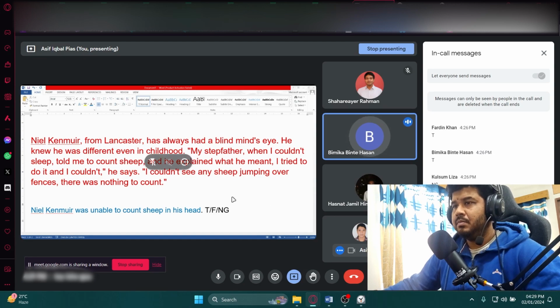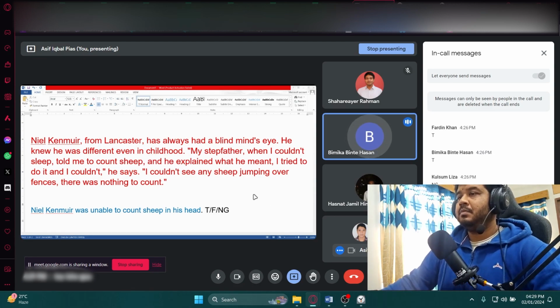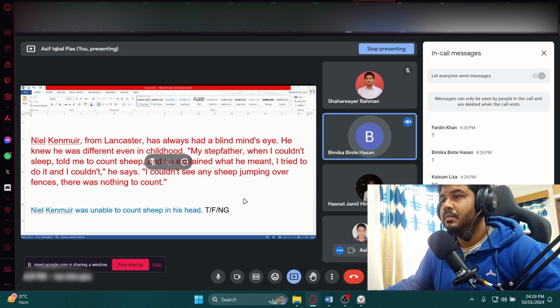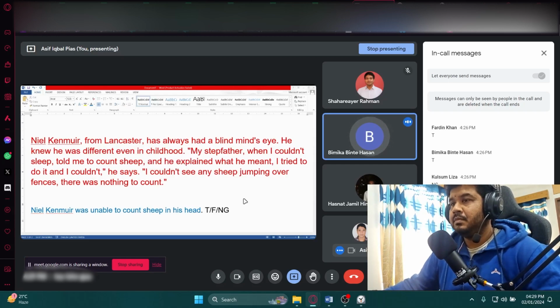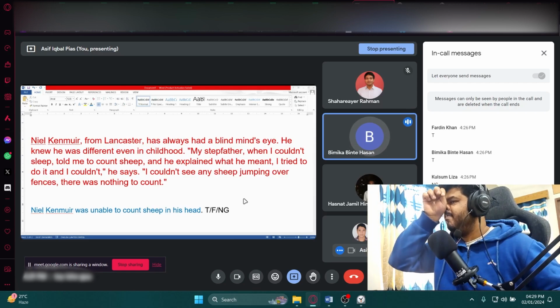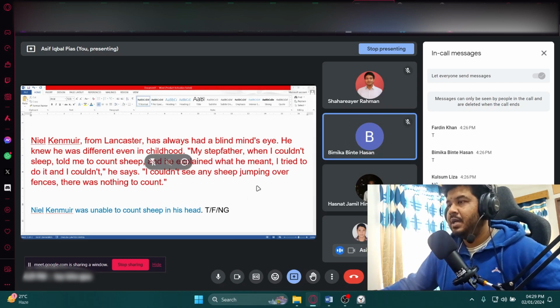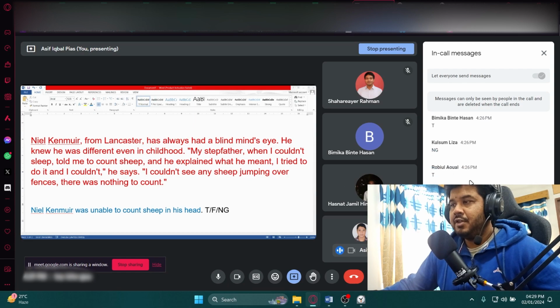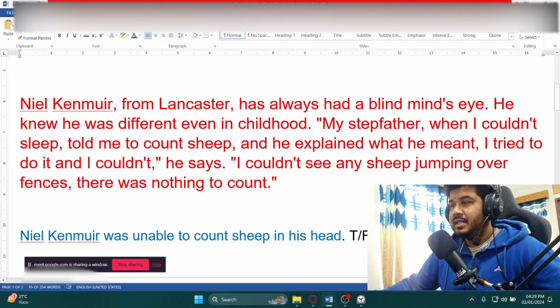Sir, in the passage, it says that he couldn't see any sheep jumping over the fences, and there was nothing to count, and the statement says the same. That's why I gave the answer true. Right. So both for the people who have said not given and true, you guys have solid points, and I think again you guys are on the right track. However, the answer here is again true.